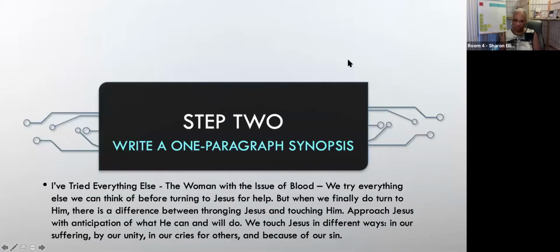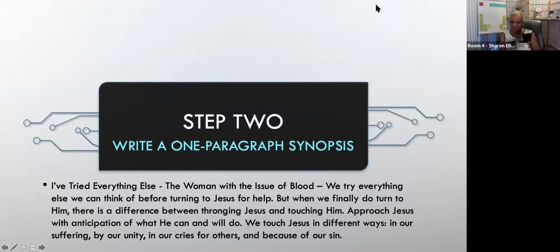Okay, now step 2. Write a 1-paragraph synopsis. That's your OPS. Write a 1-paragraph synopsis for each chapter. So on your storyboard, of course, you get this from what your sticky notes say underneath each chapter, what's going to go in the chapter. All right, so I'm going to use the woman with the issue of blood as the example.